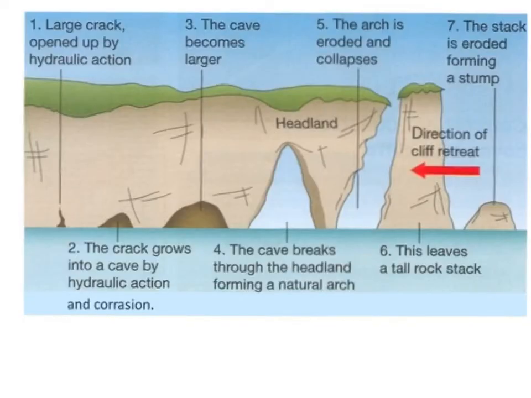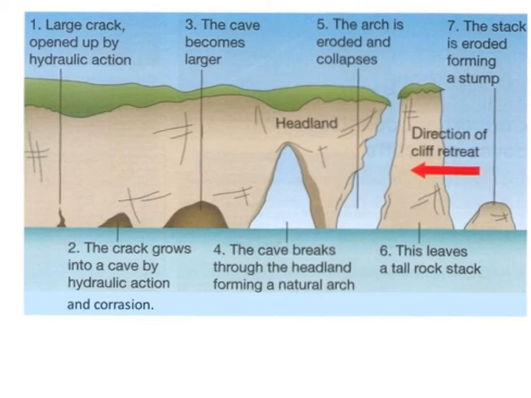So let's recap quickly. The headland itself is attacked by the refracted waves. It finds weaknesses in the headland, usually at joints, and we get the formation of these wave cut notches. Okay, hydraulic action and abrasion are the main processes involved. As they get continually attacked, then the crack grows into a cave. And again, that cave will grow over time due to these processes of hydraulic action and abrasion working on them. Eventually, the cave will either work its way right through the headland, or it will meet another cave coming through the headland to create an arch.